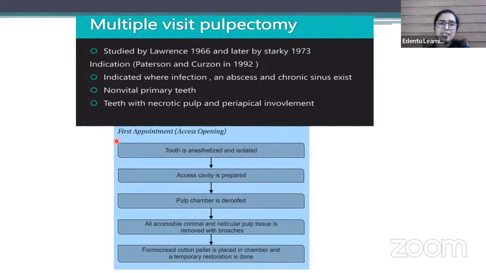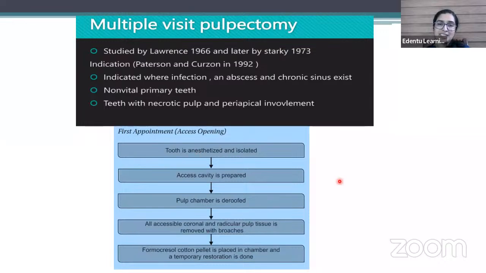It's quite similar. All of the steps are quite similar, and it is indicated where an infection or an abscess or a chronic sinus exists, and in non-vital primary teeth and teeth with necrotic pulp as well as a periapical involvement. Okay, getting on into the first appointment in which you have to go with the access opening.